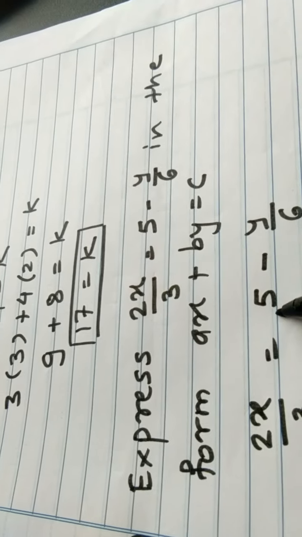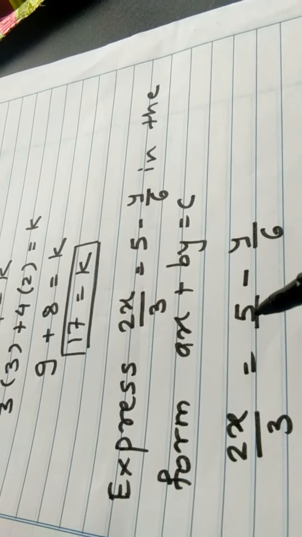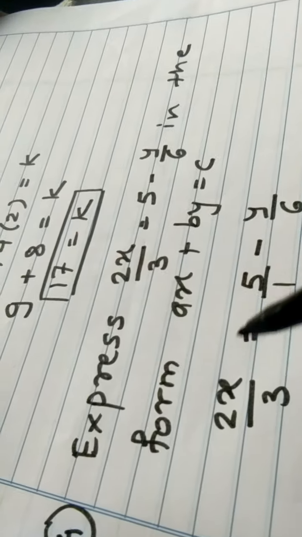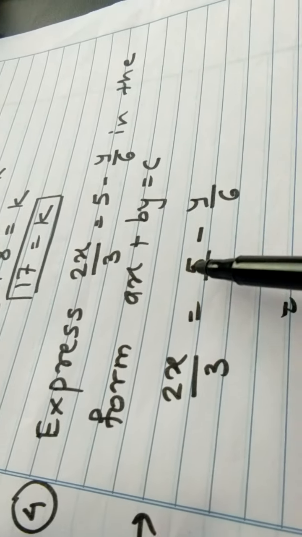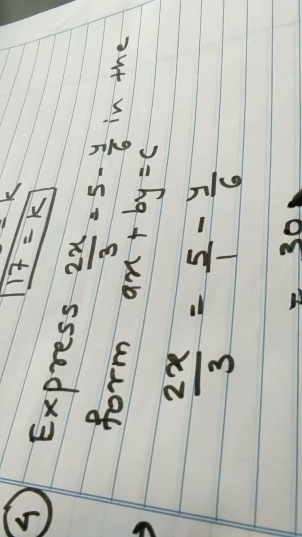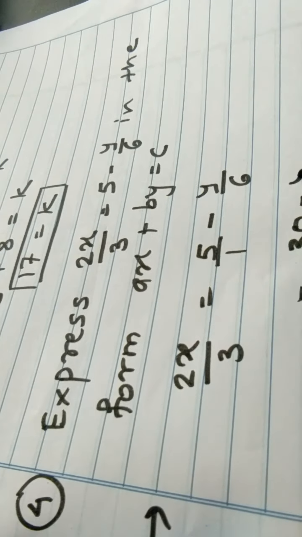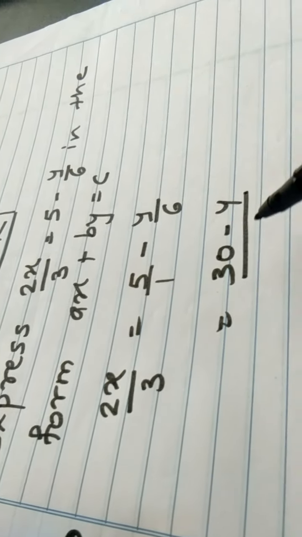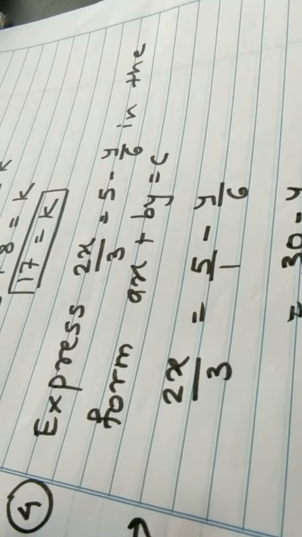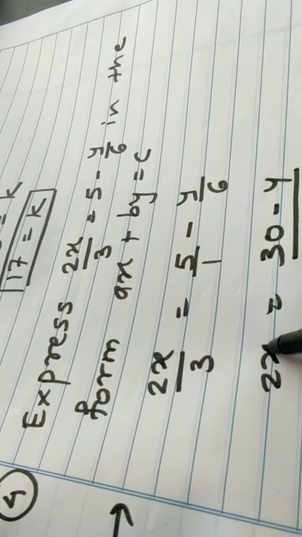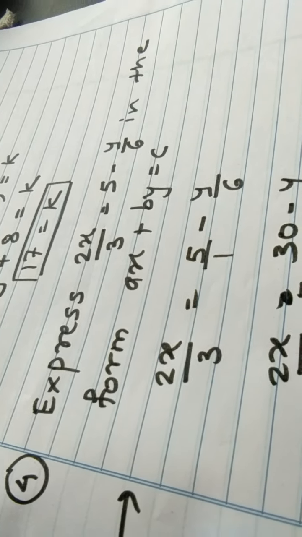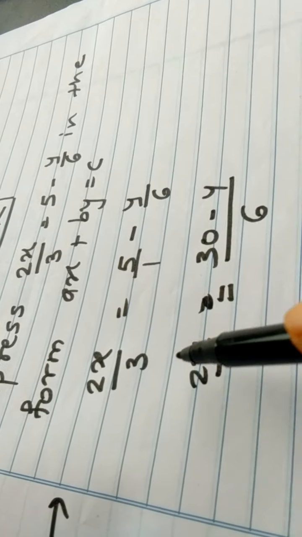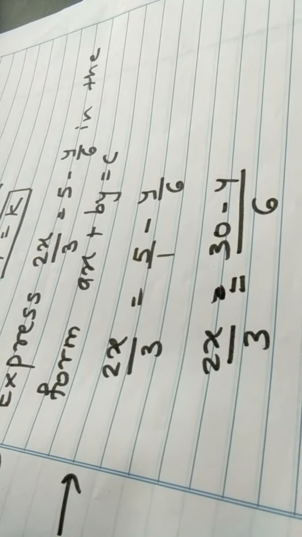First of all, solve RHS. 5 has no denominator, hence I have written 1. It is equal to cross multiplication, 5 into 6, 30, minus y into 1, y upon 1 into 6, 6. It is equal to 2x upon 3. Okay. Then do again cross multiplication.